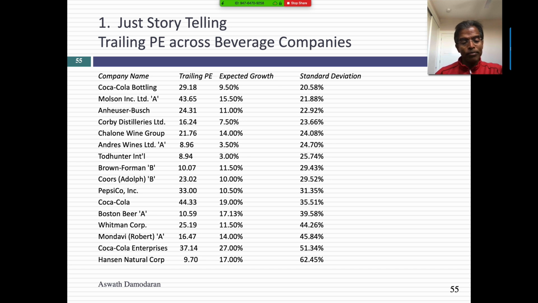So shoot me down. Let's take Andre Wine. They have a low PE, or Todd Hunter, low PE. But what could explain that low PE? I've kind of given away the game, right? Because in the second column, I have the expected growth rate of these companies. And guess what? Andre Wine and Todd Hunter have the lowest growth rates.